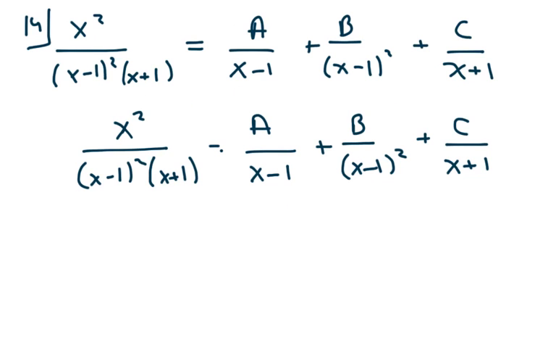Okay, so the first one is 19, and this is our rational expression, and we have to decompose it. The difference between what we did last time and this time is this is a repeated linear. This is called repeated linear because there are 2 of them. And remember what we're doing, we're trying to find what goes up here. So when we multiply all this together, we get x squared for the numerator.